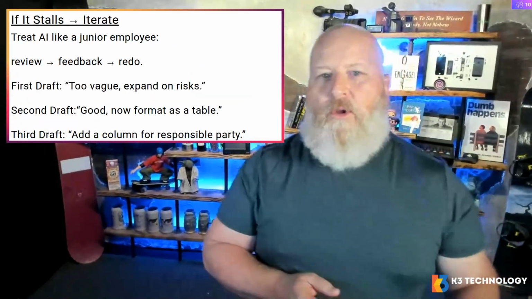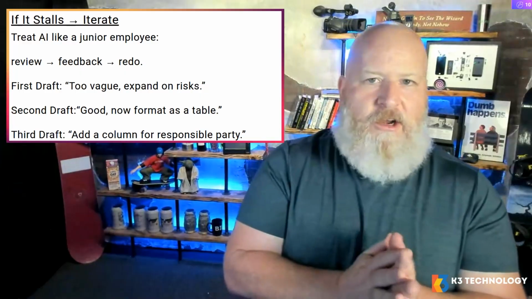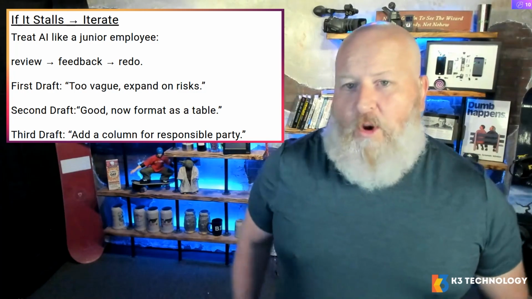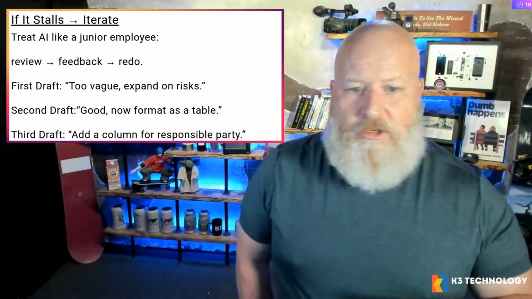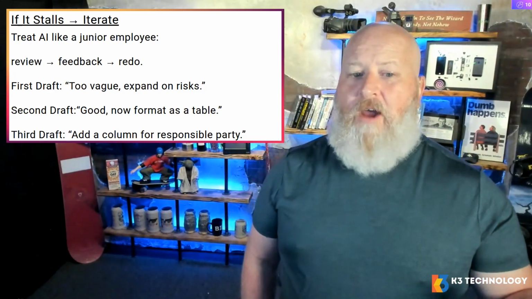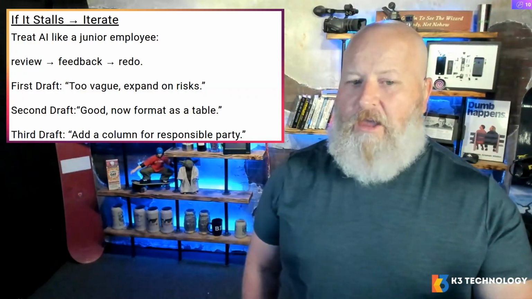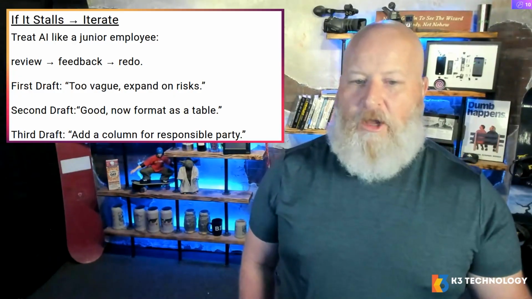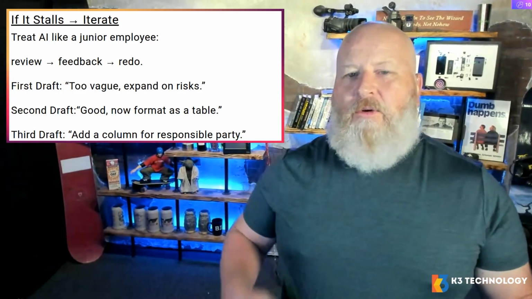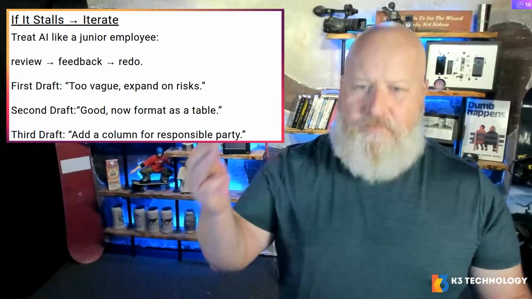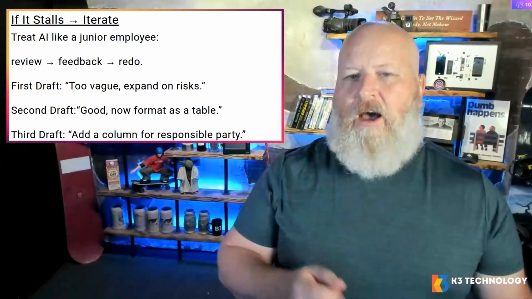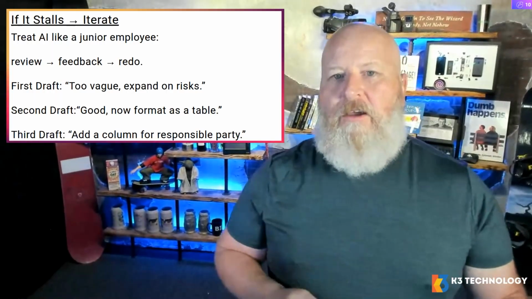Treat it like a junior employee. You wouldn't hire a junior architect, engineer, construction management person, whatever, to come in and expect them to know everything. This is why they're a junior person. So, too vague, expand on risks. Second draft, okay, now we're a little bit better. We're not quite as vague. Now format it as a table. Third draft, add a column for a responsible party. Continue to push the envelope and say, I want you to break this down step by step by step, because it may not get the full context of everything that you're giving it from a prompting perspective.